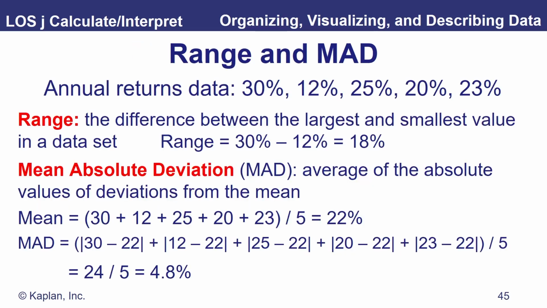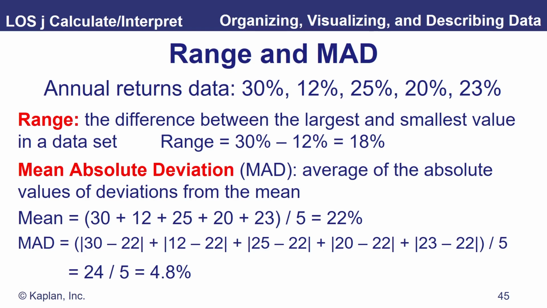Okay, our LOS changes now. We're now calculating and interpreting measures of dispersion. Okay, so we're looking at how our data points are dispersed normally around the arithmetic mean. Now the first one that we've got here, notice we've got some annual data here. We've got 30%, 12%, 25, 20 and 23%. So we've got 5 observations.